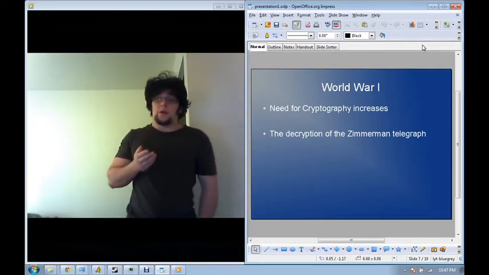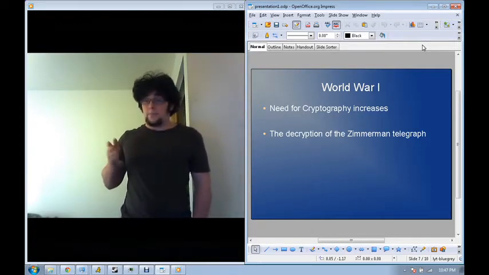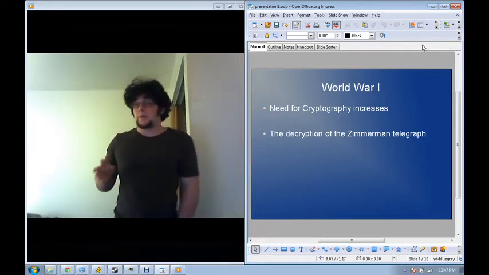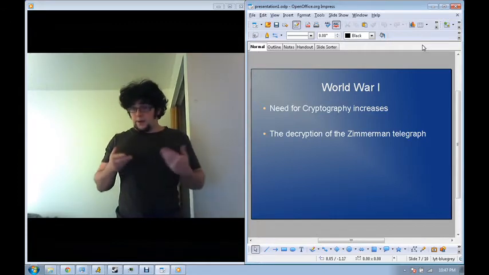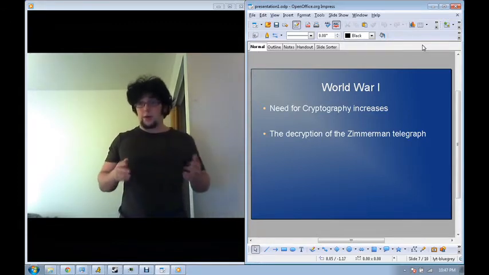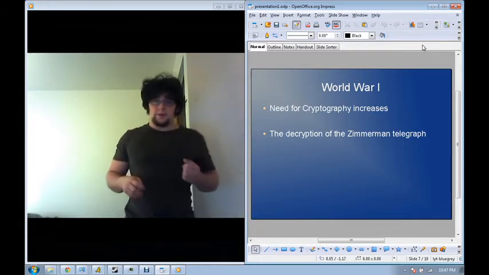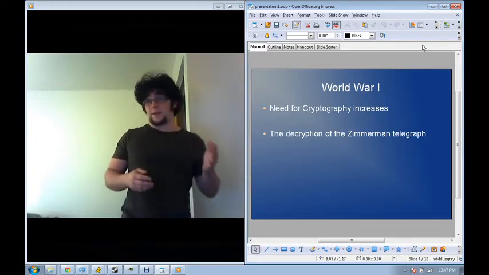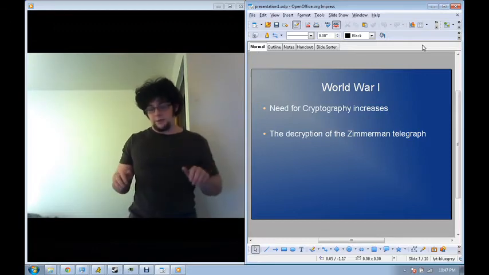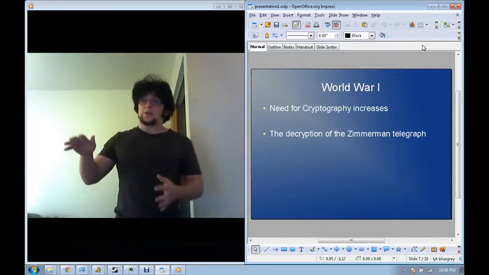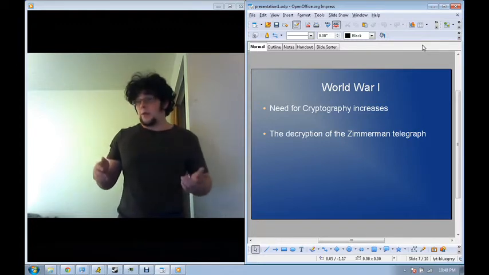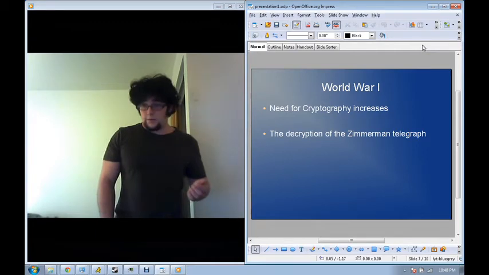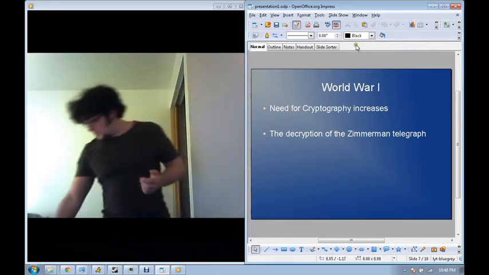Zimmermann was the German officer of foreign relationships, and he wrote a telegraph to the president of Mexico trying to get Mexico involved in a war with America, and he promised that Germany would give Mexico the territories of Texas and New Mexico and all this other stuff. But anyway, we intercepted the message and we decrypted it, and this got America involved in the war much sooner than they originally would have. So, it's a very big deal.